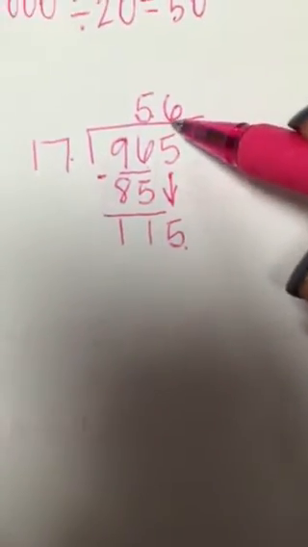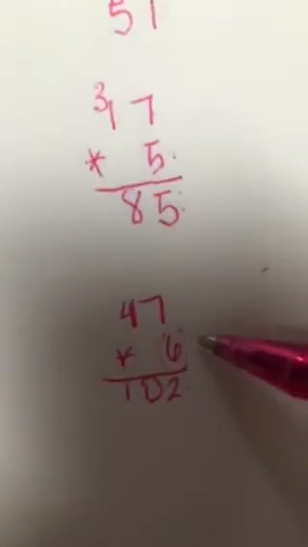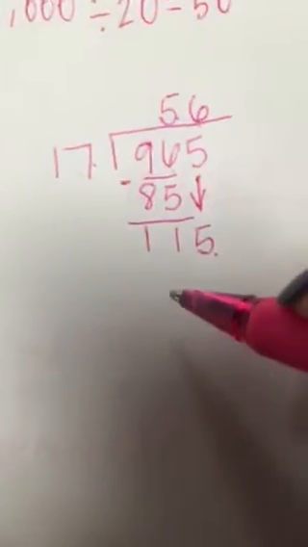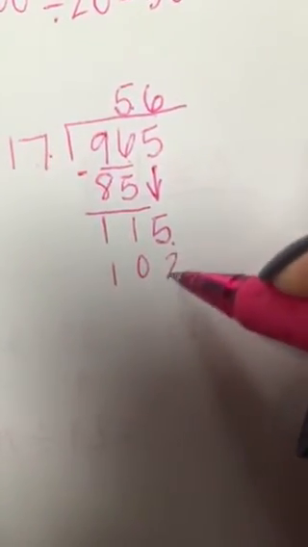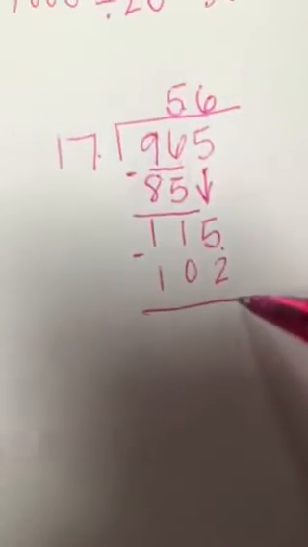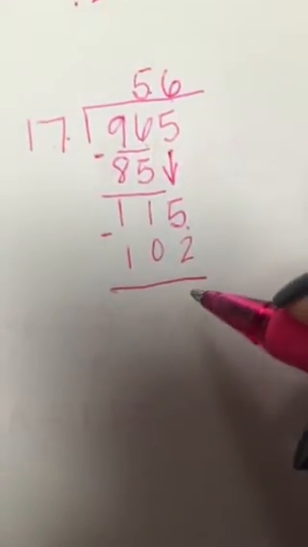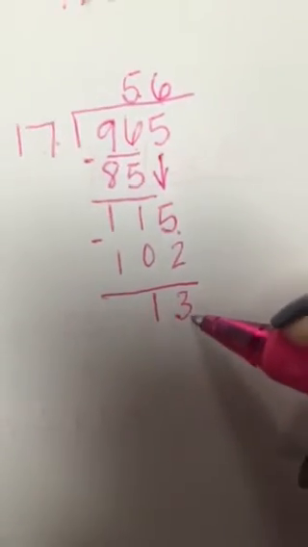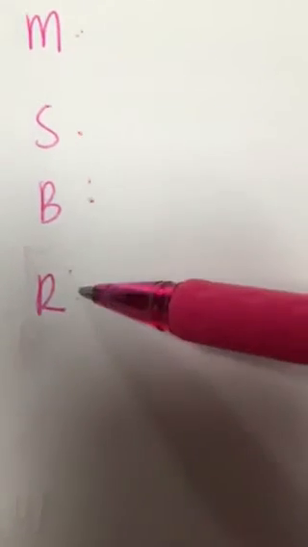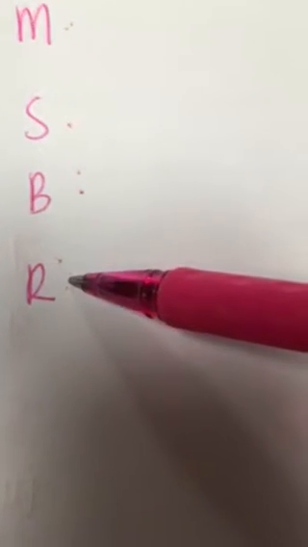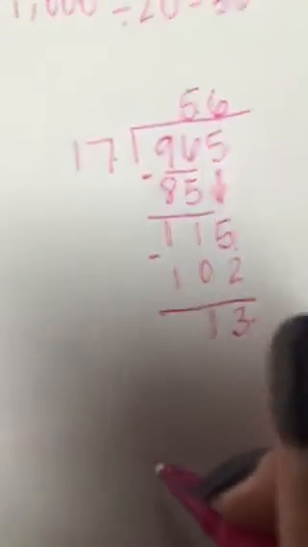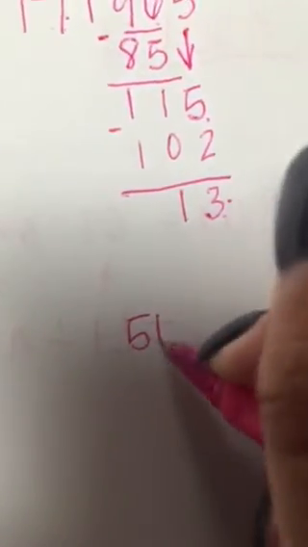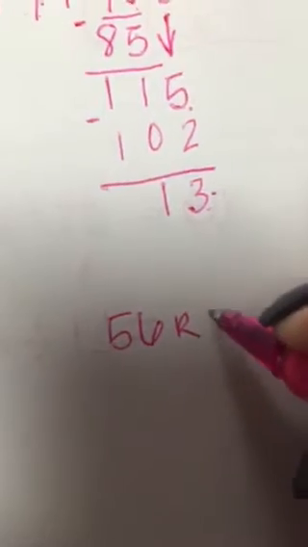Next up is multiply. 6 times 17. Already done the work here. I had 102. Okay, next step is to subtract. I'm left with 13. Can't bring down any numbers. So instead of repeating all the steps, because 17 is larger than 13, this is now going to turn into my remainder. So my quotient for this division problem is 56, remainder 13.